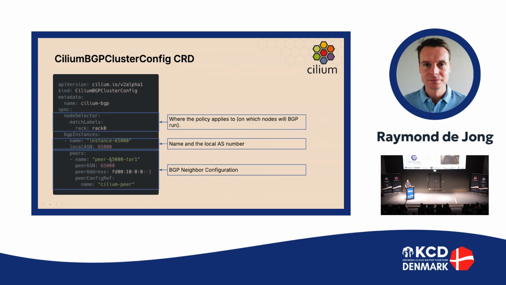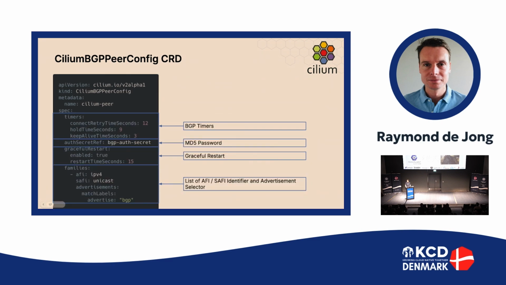In a peer configuration, you give it a name, you need to specify the autonomous system number for your peer, the peer address, either IPv4 or IPv6, and reference the so-called peer config reference. That specifies information, and that's the next CRD, about the Cilium BGP peer config. Typically, when you have multiple nodes connecting to a given set of routers on your network, they share the same configuration in terms of secrets, timers, and so forth. So in a peer config, you specify those values.